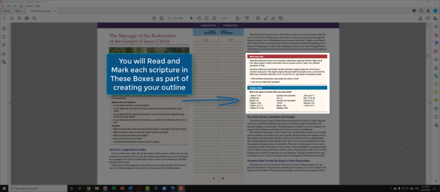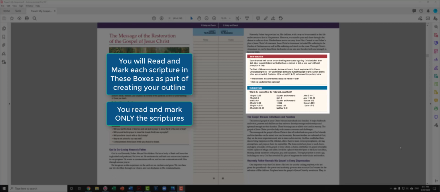You're required to read and mark the scriptures in these blue scripture study boxes as part of doing your outline. It doesn't matter how you mark them, just that you do mark them. If a reference in the scripture study box is not a scripture, you're not required to read and mark it. Things like the Bible Dictionary, True to the Faith, and other references are great. We recommend that you read them, but they're not required to be marked and read for this assignment. On rare occasions, an entire scripture chapter is listed. You'll need to read the whole chapter, but you don't have to mark every single verse. Just mark the chapter heading or somewhere in the chapter so that you know what principles it goes with.